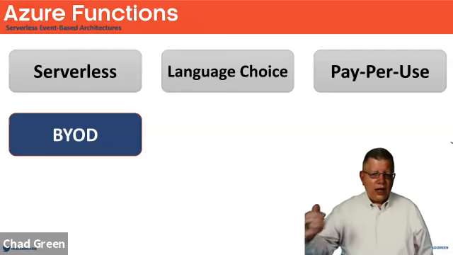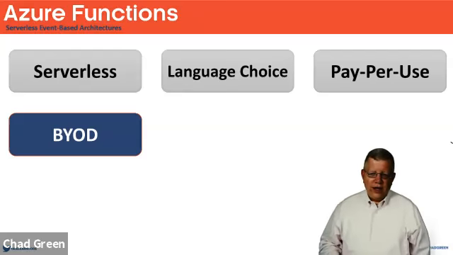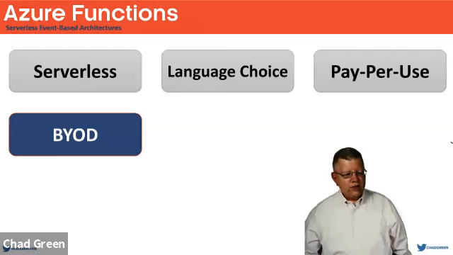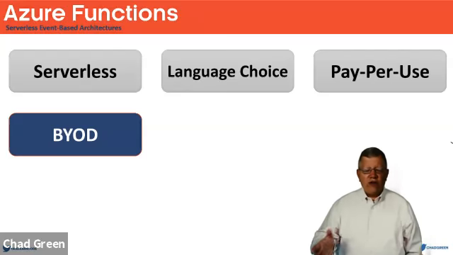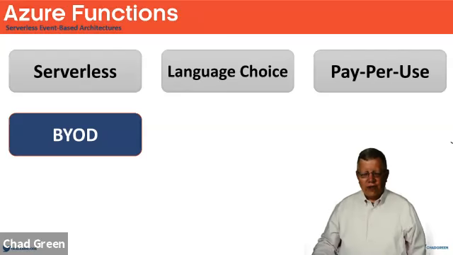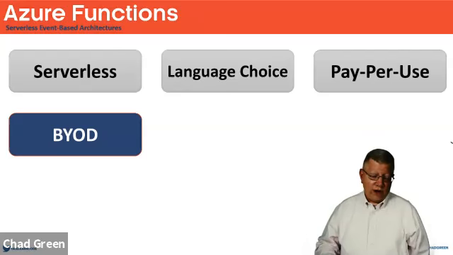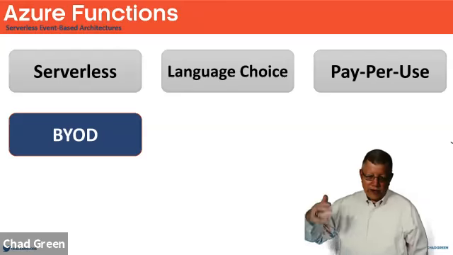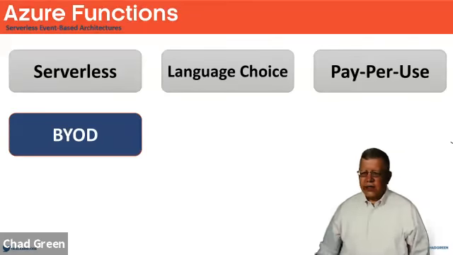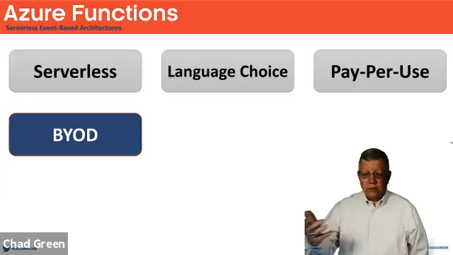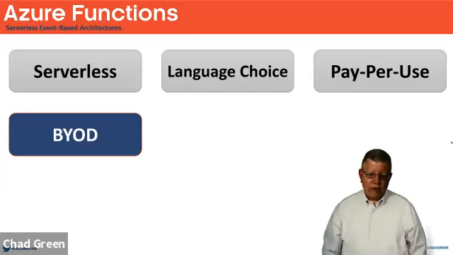So BYOD, bring your own dependencies. Azure Functions fully supports NuGet and NPM, so you can bring in whatever package you need. My general recommendation when you're writing Azure Functions is that your code should be in packages, because the one thing Azure Functions does not do very well is testing, unit testing. If I write my code into a package and include it, I can test those packages separately. But again, the nice part is we do have this ability.